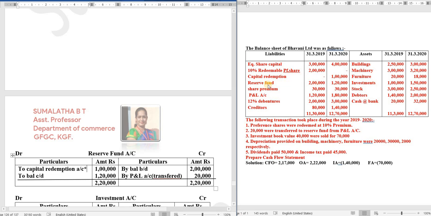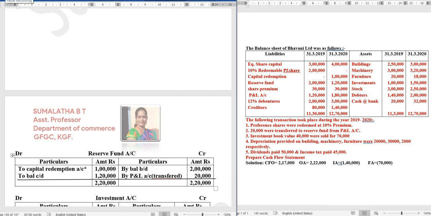This 1 lakh is already shown in the question as capital redemption reserve, 1 lakh. Okay? So you need not make an entry for that again. It is just shown. So we have to prepare with the transfer to reserve fund account. In this only this amount we have to show. 20,000 transfer to general reserve. That entry has to be done.